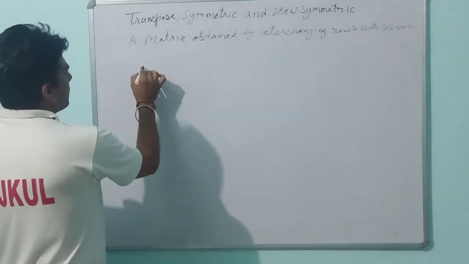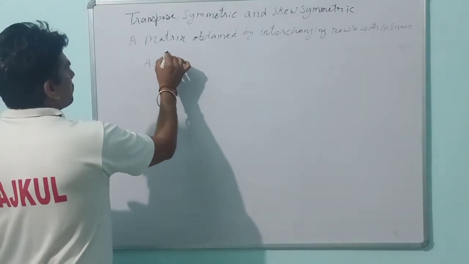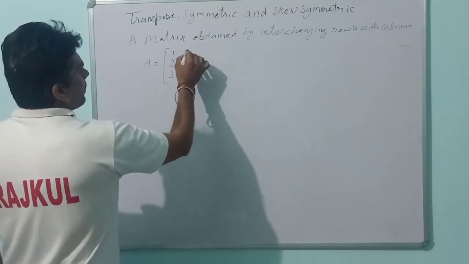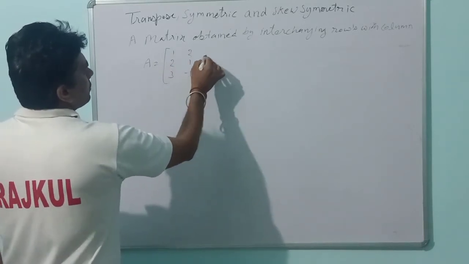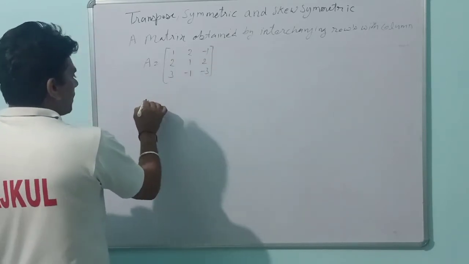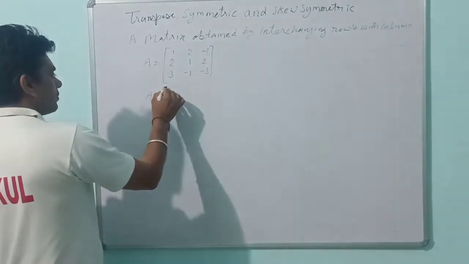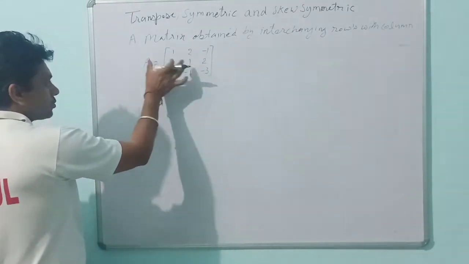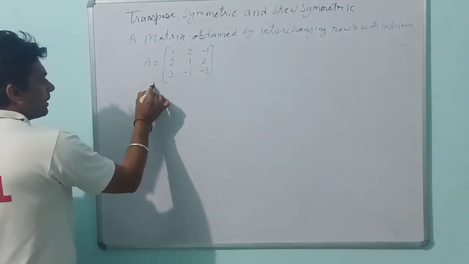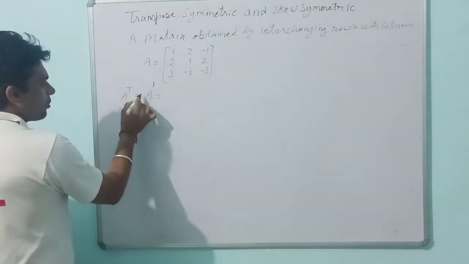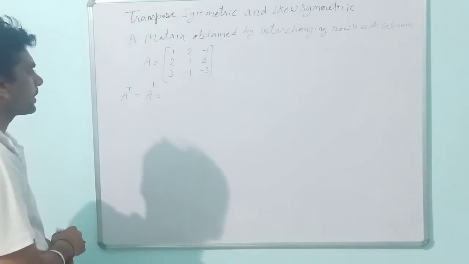Take an example. A matrix A equal to 1 2 3, 2 1 minus 1, minus 1 2 minus 3. A matrix equal to a transpose matrix. Now we have to find transpose of this matrix A. This can be represented as A power T or A dash.